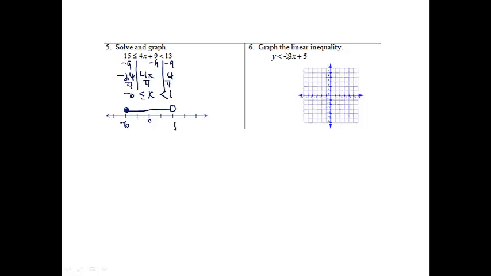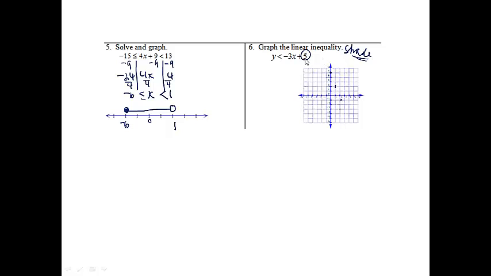Right, graph the linear inequality. Y is less than negative 3x plus 5. On this one, I'm just going to write a note to myself that I'm going to have to shade, because if it's a less than sign, lots of different answers will work. So first thing I'm going to do is start at the 5, go up 5 on the y-axis. My slope is negative 3, so I'm going to go down 3 over 1, down 3 over 1.